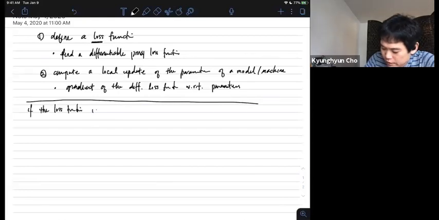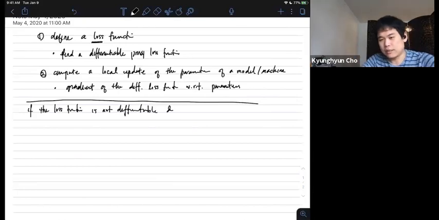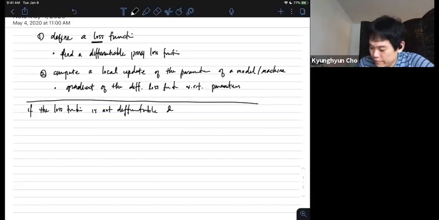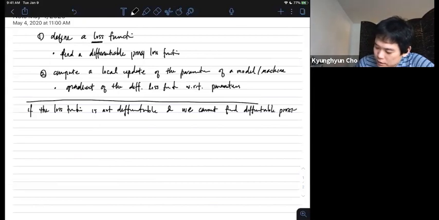The loss function is not differentiable, and we cannot find a differentiable proxy to that. And then surprisingly, this is not really an unusual scenario.